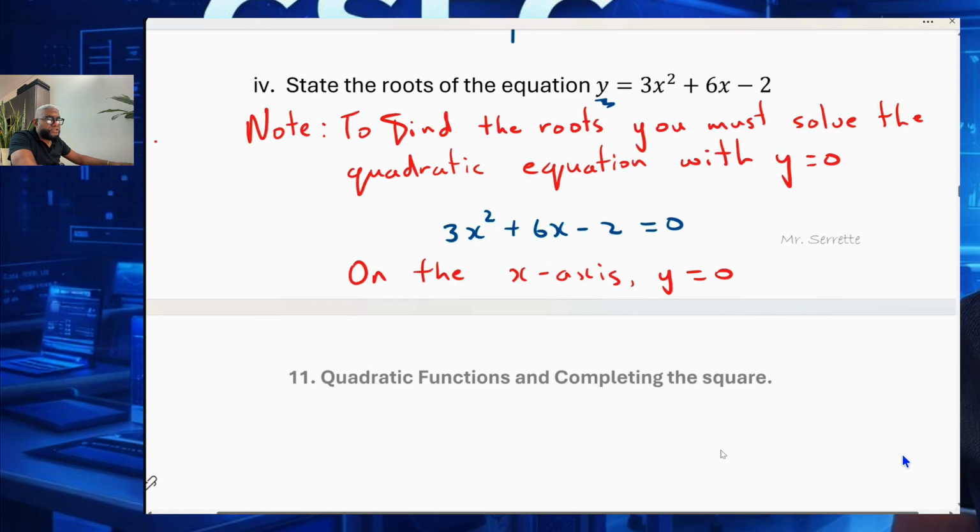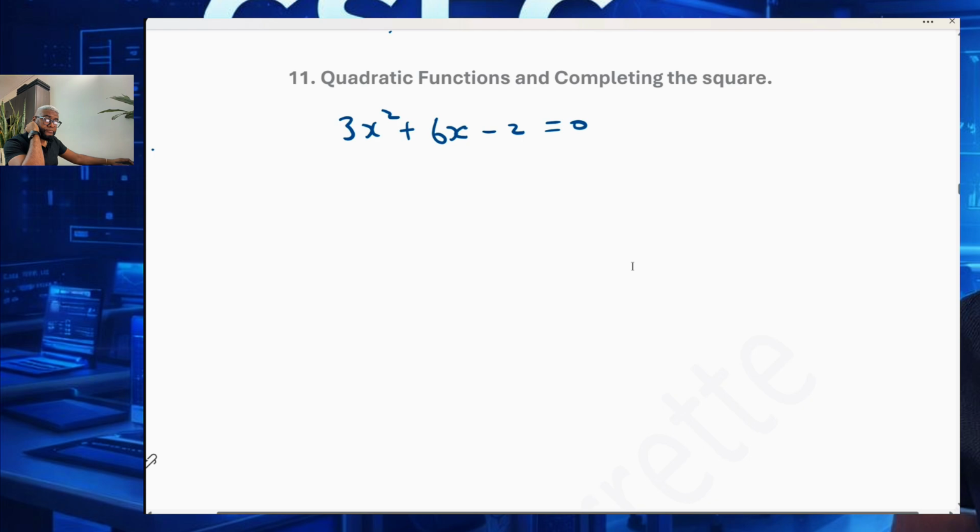So they want us to state the roots of the equation. The roots of your equation would be the values of your x-intercepts, right? But to find the roots of the quadratic equation, you must solve the quadratic with y being equal to 0. I put with, it should have been when. Change this to when. Right, so this is when y is equal to 0, okay? We have our quadratic here, which is 3x squared plus 6x minus 2, and that will be equal to 0 because y is 0, okay? I just put an additional note here. On the x-axis, y is equal to 0. Are we clear here, my children?